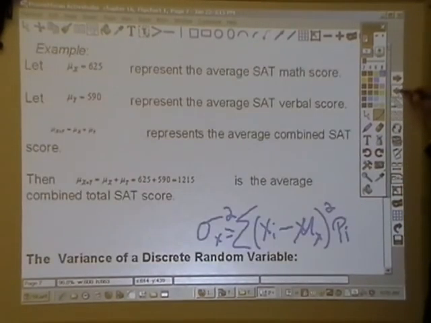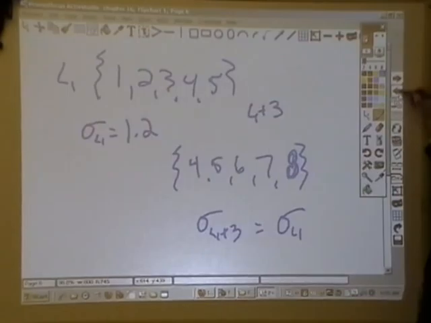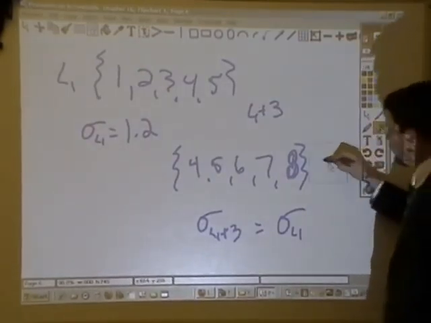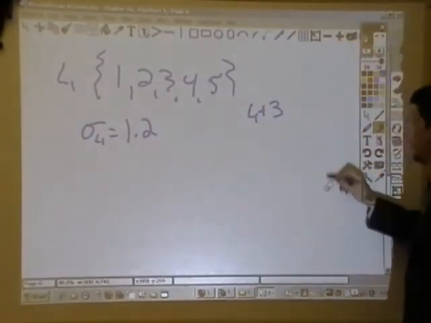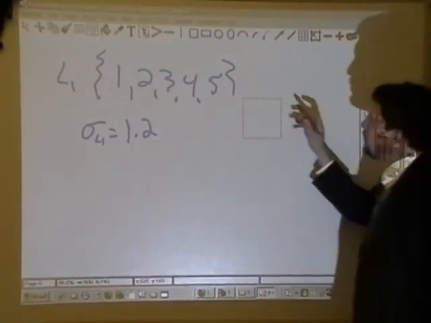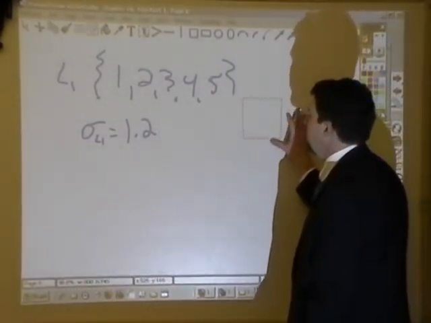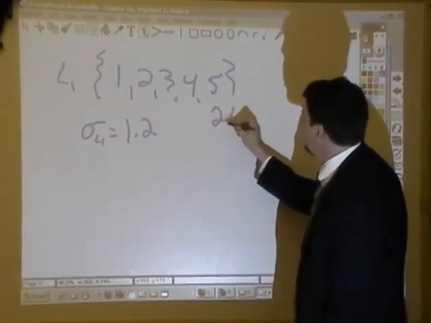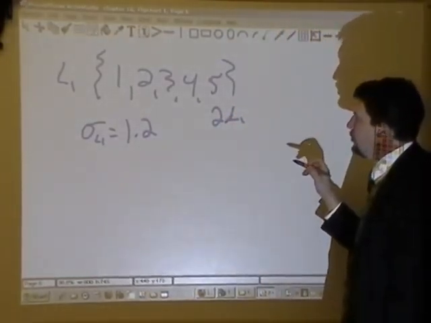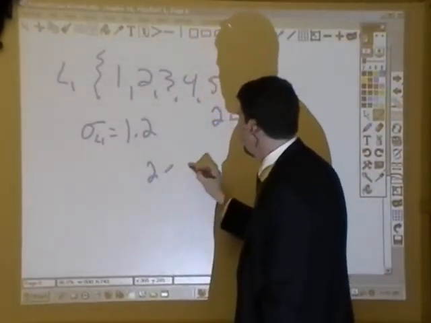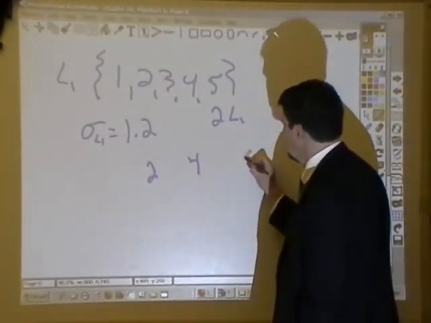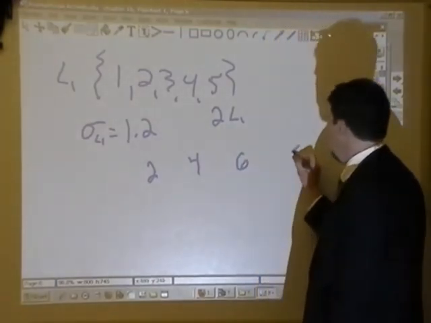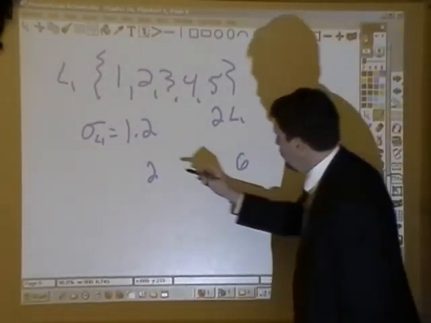All right, so let's go back and look at this again. I've got to erase because I need the space. Let's take L1 and multiply it by 2. We did 2 last time, but that's fine. Let's take L1 and multiply it by 2. What happens in the distribution? It becomes 2, 4, 6, 8, and 10.